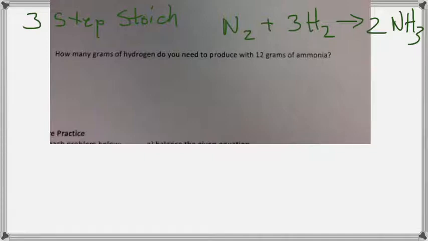So I have one here over on the right that I've written down. We have nitrogen gas, which is a diatomic N2, combining with 3 moles of hydrogen gas, H2, and that's going to produce 2 moles of ammonia.